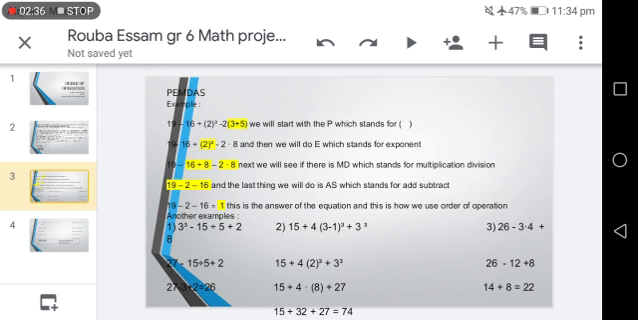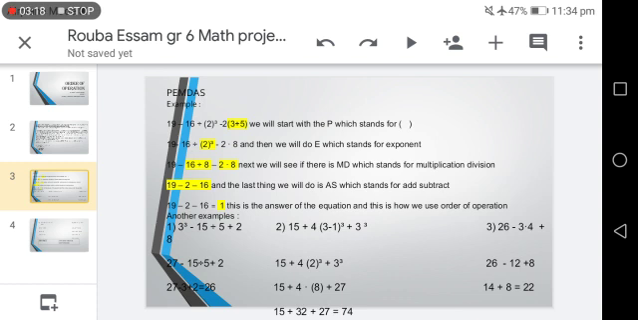The 3 plus 5 is 8. So we rewrite the same equation with the changes that we made. The equation is now 19 minus 16 divided by 2 to the power 3 minus 2 multiplied by 8. The second thing we do is the exponent. 2 to the power 3 is the exponent, and 2 to the power 3 is 8. So we rewrite the equation again: 19 minus 16 divided by 8 minus 2 times 8.